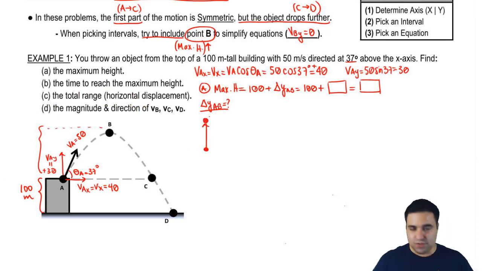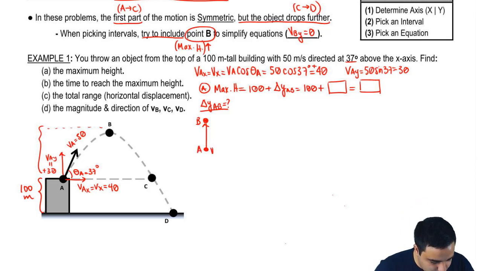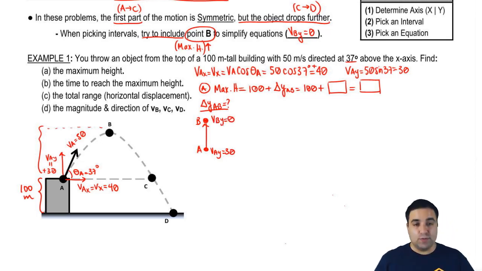And again, on the y-axis, you're either going up or down. In this case, from A to B, I'm going up. The initial velocity here is VAY, which is 30. And the final velocity here, VBY, is 0, because that's what happens at the maximum height, right? VBY over here is 0.